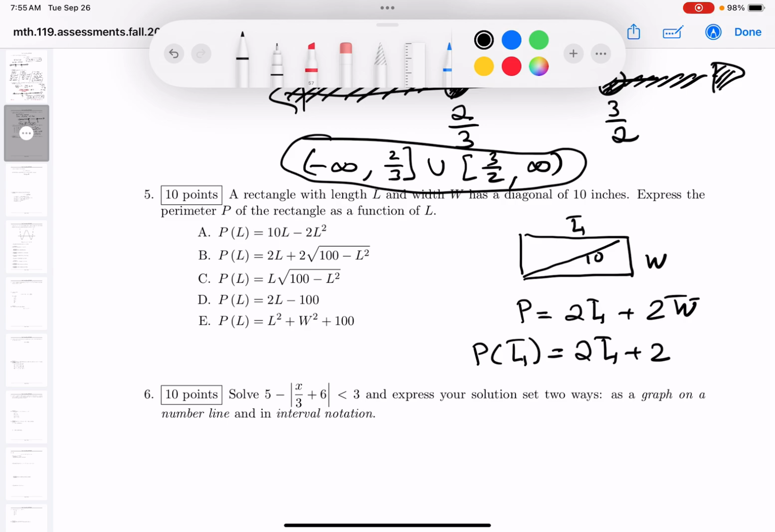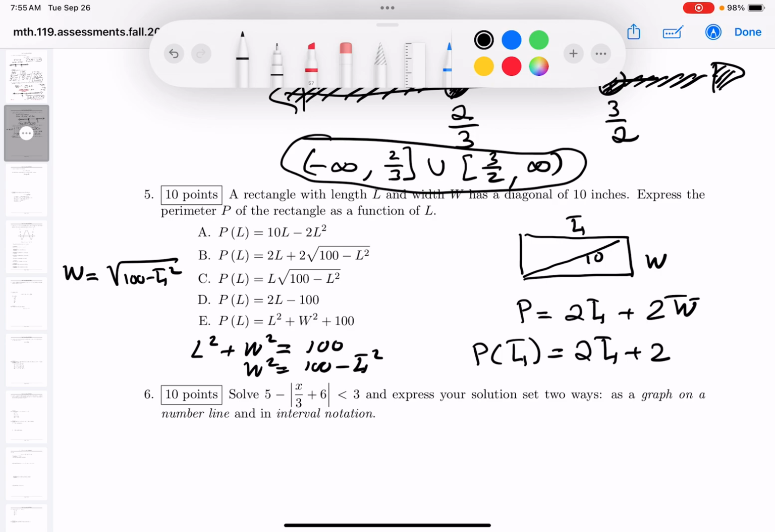Well, it really relates back to the distance formula or the Pythagorean theorem. So really L squared plus W squared is equal to the diagonal squared, which is 100. So what do you get over here? W squared is 100 minus L squared. Kind of ran out of room, by the way. Write it over here. W is actually the root of 100 minus L squared. It's not plus or minus because W is a physical distance.